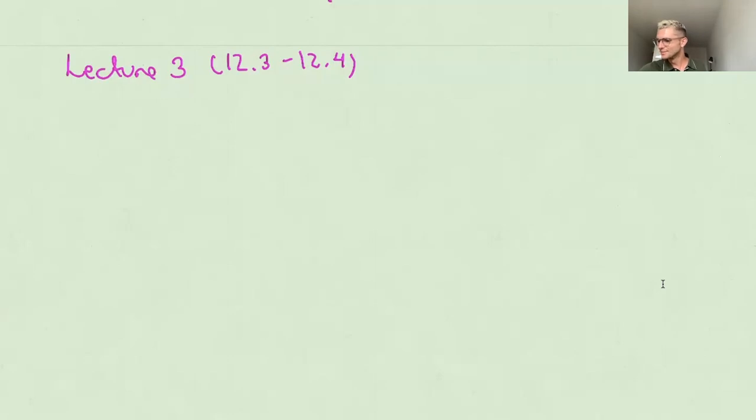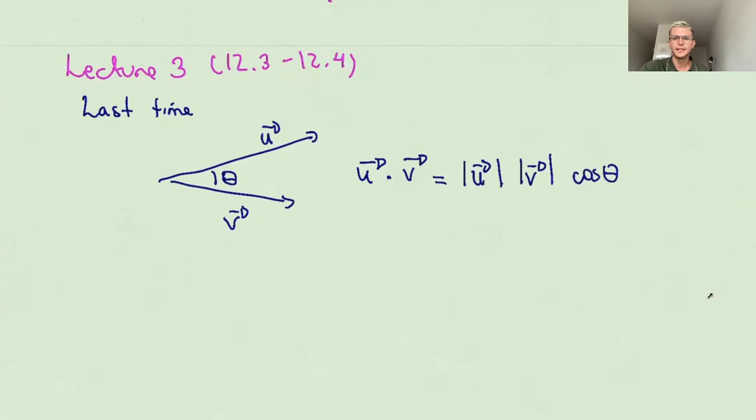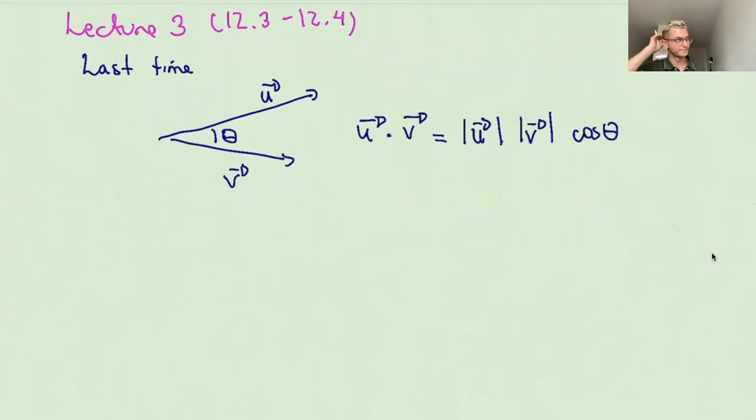Let me remind you what we were doing last time. If you have two vectors, and there's some angle between them, which we call theta, then the dot product is, by definition, the product of the magnitudes times the cosine of the angle between them. This is an important formula we use many times in the class.